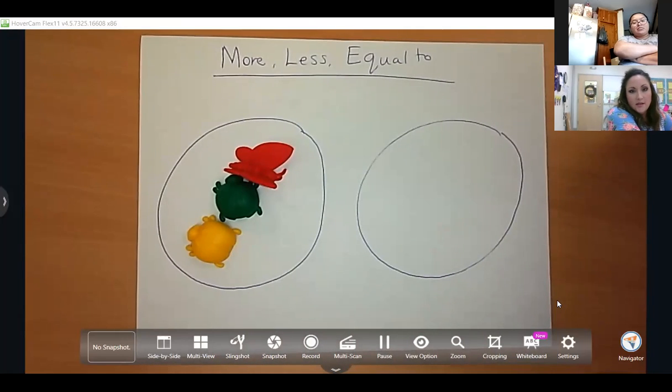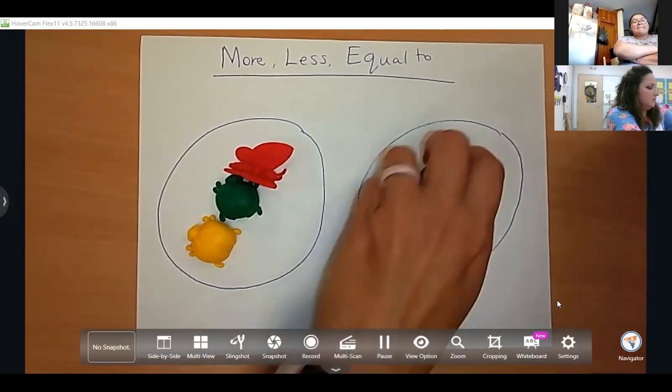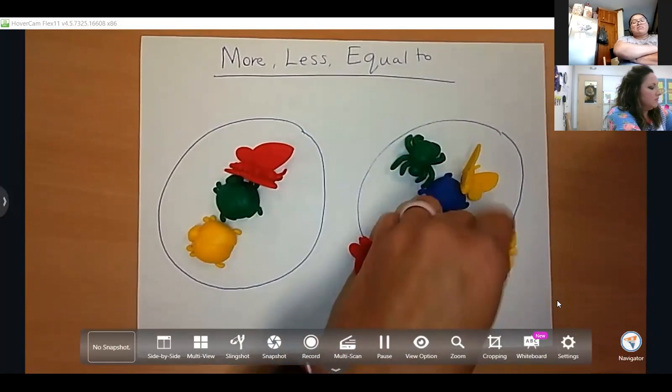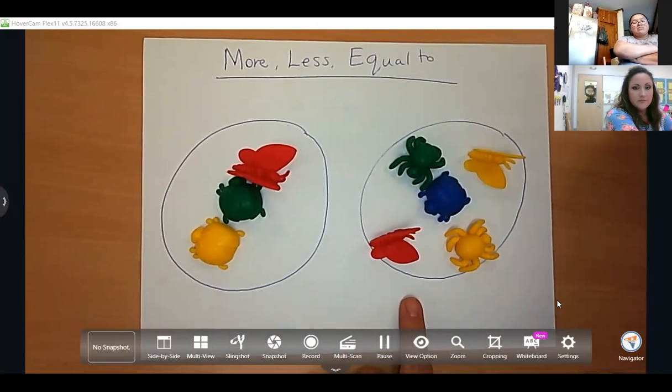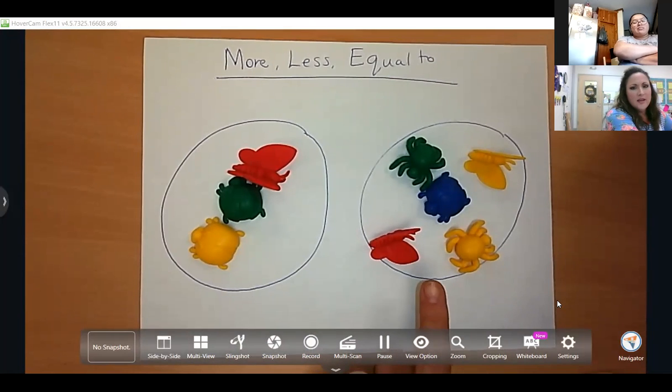You may also ask them, show me a group that is more. They'll put more in there. How do you know it's more? They might say in the beginning, well, I added 5, or I put 5 in there. But ask them, how do they know 5 is more than 3?